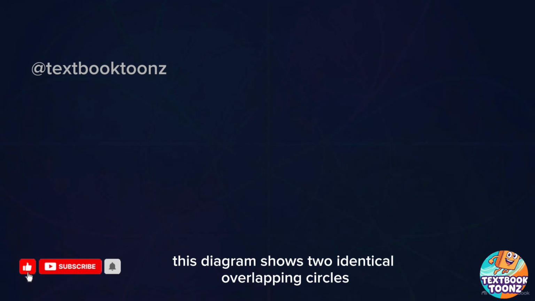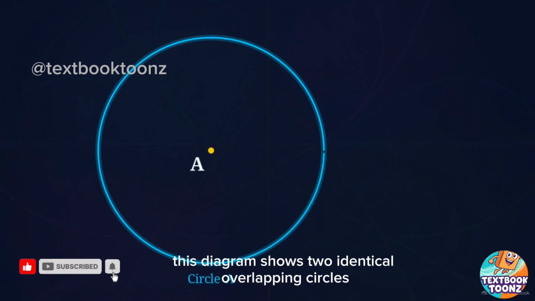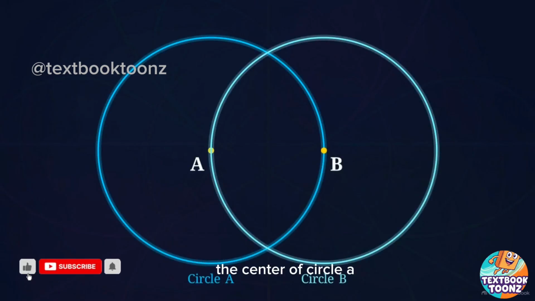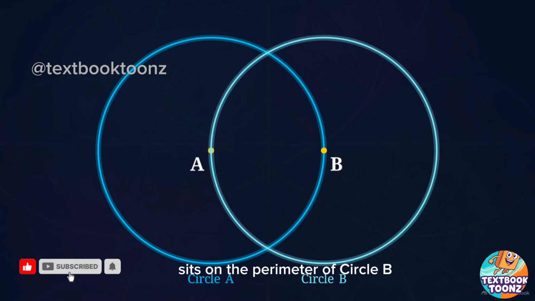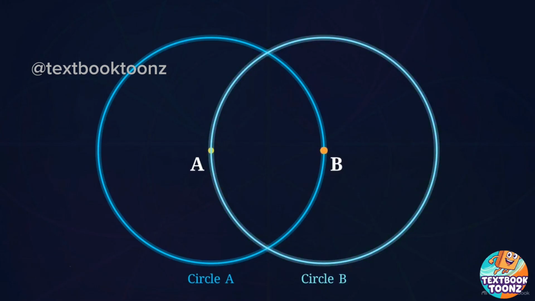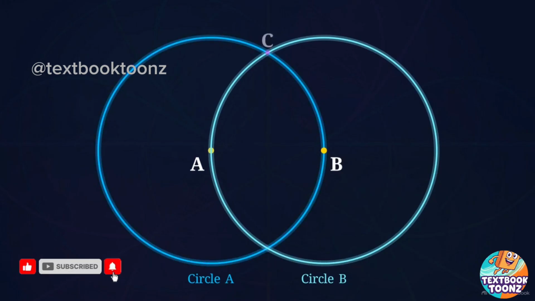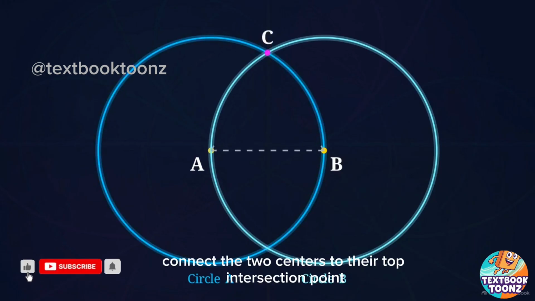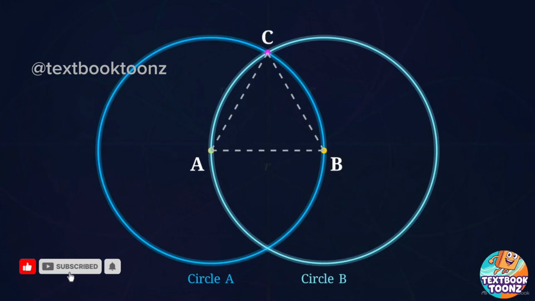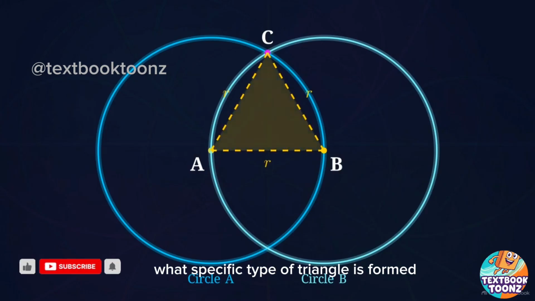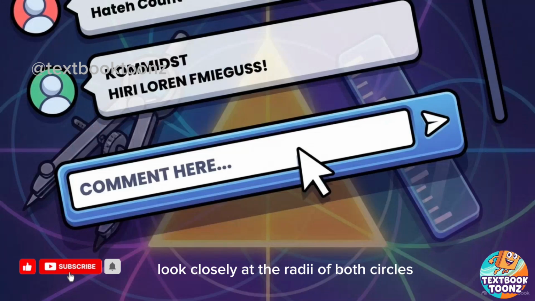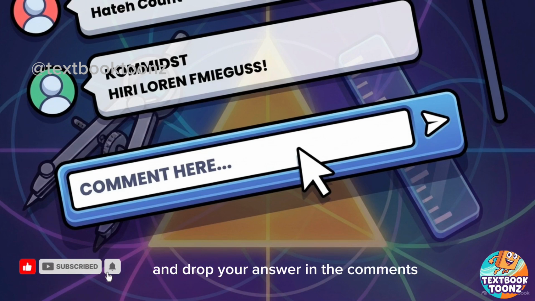This diagram shows two identical overlapping circles. The center of circle A sits on the perimeter of circle B, and circle B passes directly through center A. Connect the two centers to their top intersection point. What specific type of triangle is formed? Look closely at the radii of both circles to deduce the hidden side lengths, and drop your answer in the comments.